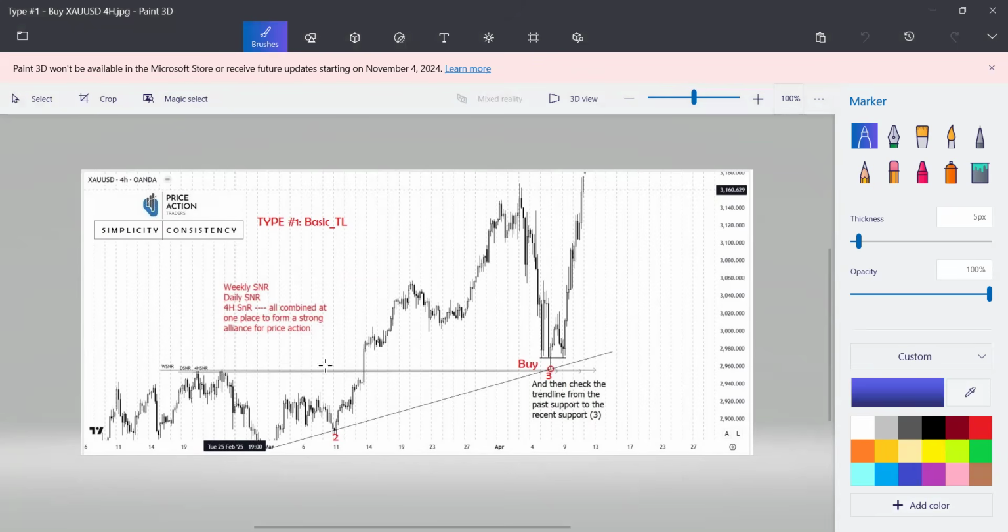Paper entry. So this is for gold. That is good. So we go into the second point.